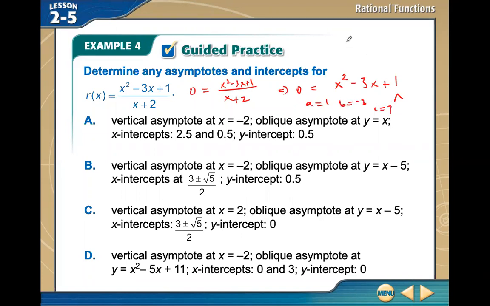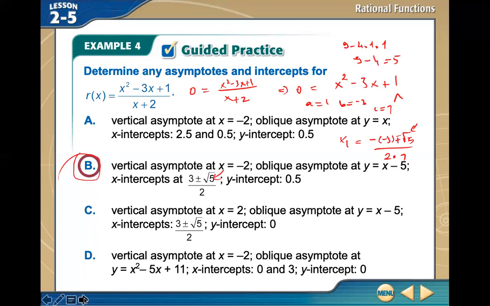So delta is B squared, so negative three squared, nine, minus four times A times C, nine minus four, which is five. So delta is five. So x is negative B plus or minus root delta over two A. So it should be root five in the solution. Root five is only here. So this is the solution. Is it okay? Understand? Different solutions also? Yeah. Okay, yes. Let's go on.